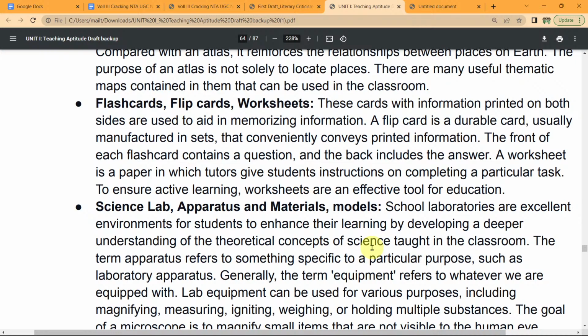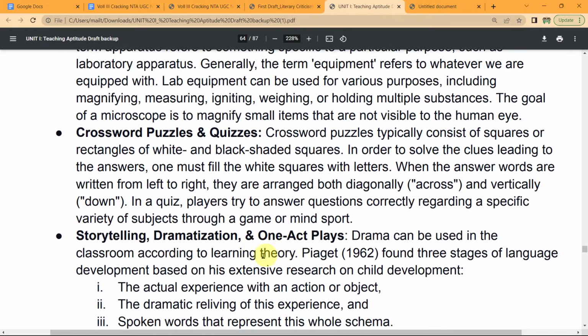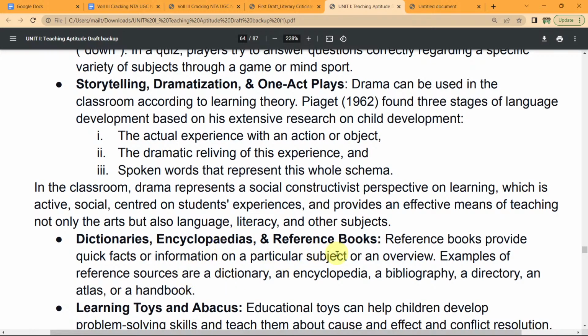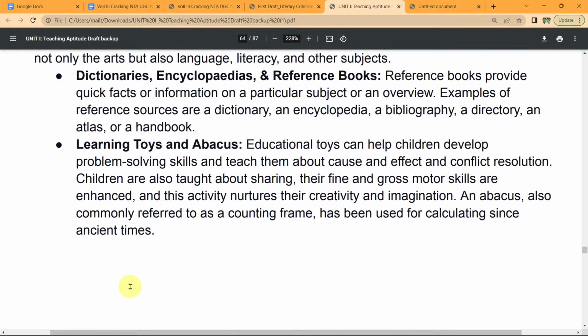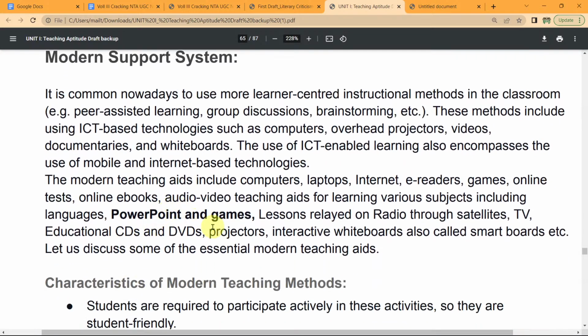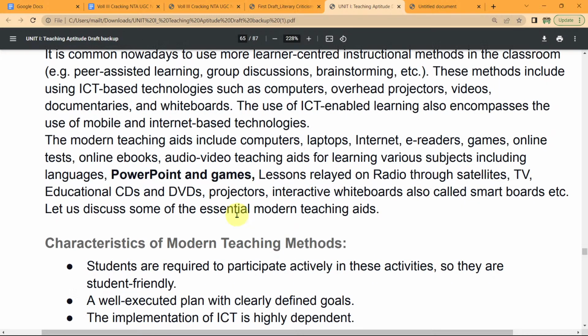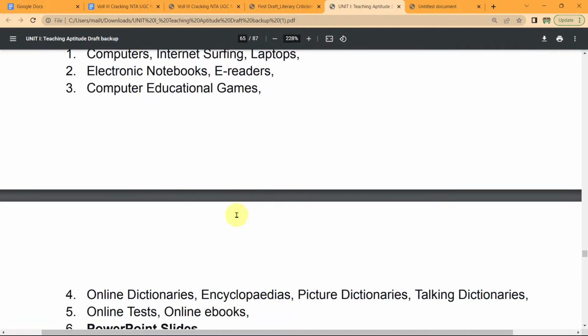So science lab, we talked about it. Crossword puzzles, we know, and quizzes, storytelling, dramatization and role play, dictionary, encyclopedias, reference books. These are all traditional support systems. Learning toys, abacus. Modern support systems, whatever we use these days, like PowerPoint, games, CD, DVD, projector, smart board, internet, e-reader, Kindle. All these things come under modern support systems. So simple. Advantage, disadvantage is also there, and we just need to know that.